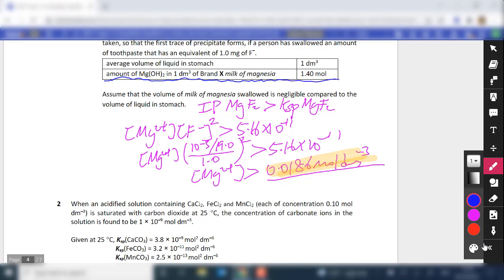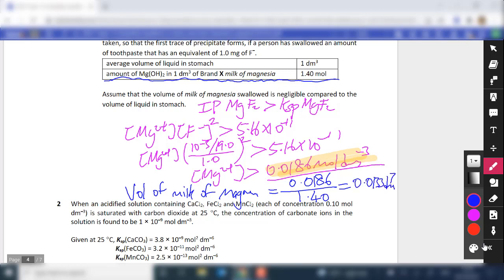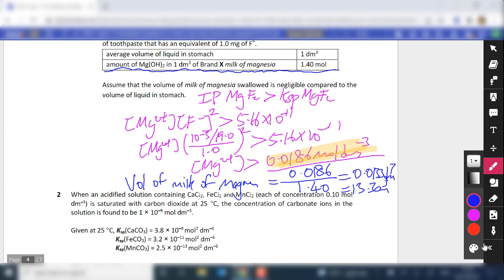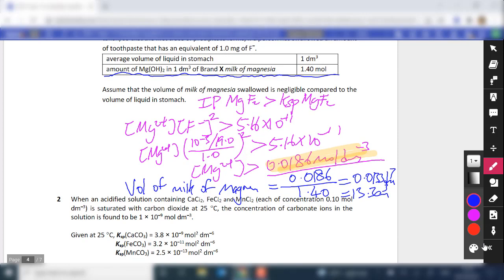Yep. So what you can do is you can easily convert to the volume. So from here, the volume of milk of magnesia is simply equals to 0.0186 divided by 1.40. Okay, so from here you will be able to get 0.0133 dm cube. Okay, or you can convert it to cubic centimeters. That will be 13.3 cubic centimeters. Okay, so this will be the volume of milk of magnesia you need to swallow.